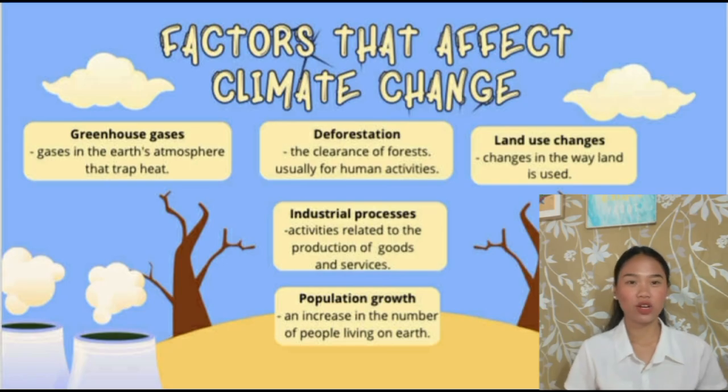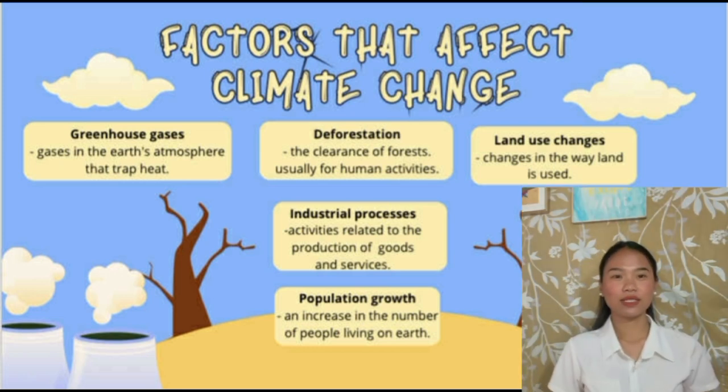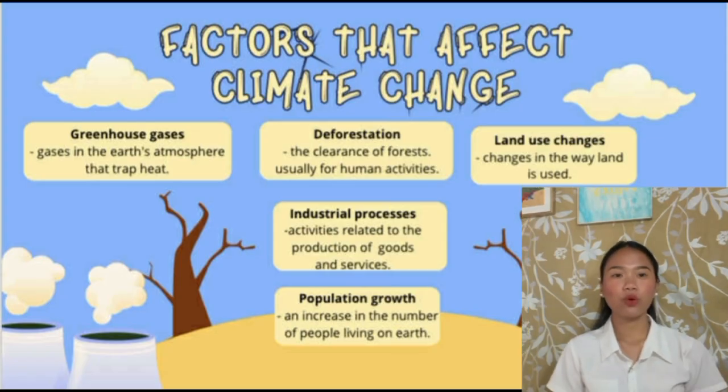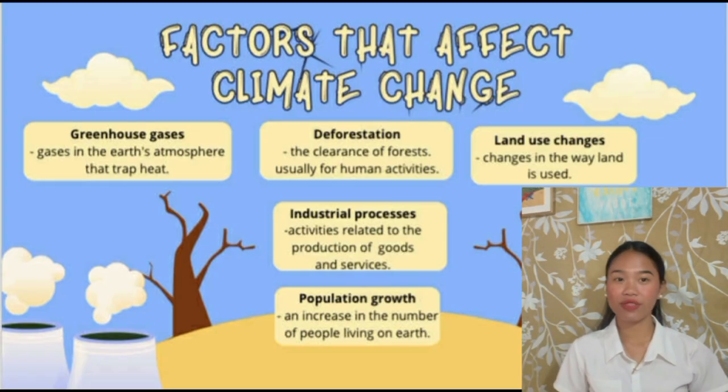So these are the factors that affect global climate change and we need to understand this so that we can see how they contribute to climate change and what are those environmental challenges. So the first one is greenhouse gases. When we say greenhouse gases, these are the gases in the Earth's atmosphere that trap heat. Those gases are carbon dioxide, methane, nitrous oxide, and fluorinated gases. What is the impact? Of course, global warming.